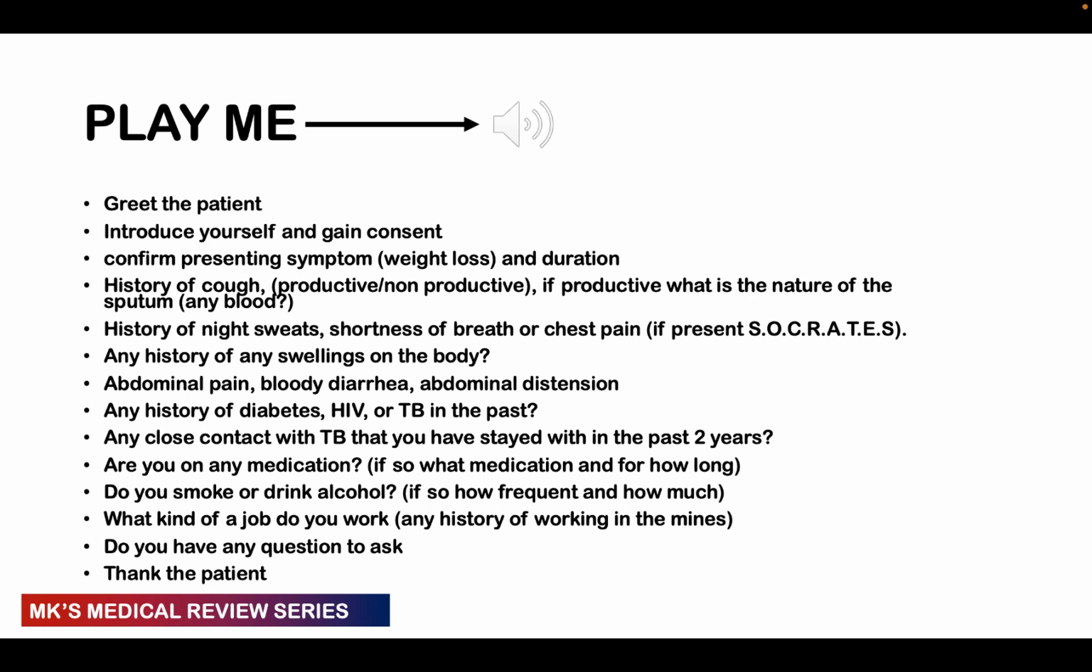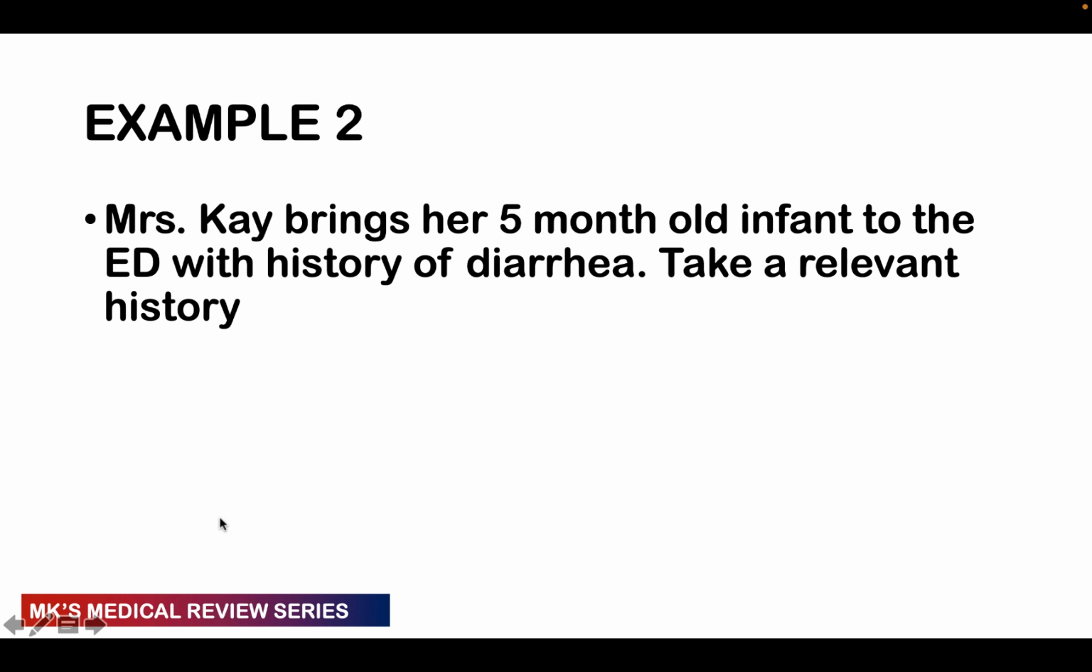There is another way in which you can take the history, for example, if it's in terms of a collateral history. This becomes very common, especially in the pediatrics department, and I have put an example to show you guys. So, example 2, Mrs. K brings her 5-month-old infant to the emergency department with history of diarrhea. Take a relevant history. So here again, this is a woman that has brought a child that's 5 months having diarrhea. Many things can actually cause diarrhea. Could be infections, it could be due to formula, and of the infections, most of them are viral in nature. Sometimes it could be due to some non-infectious things like medication that the child may have been given.